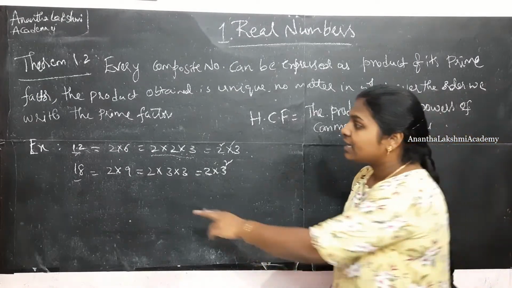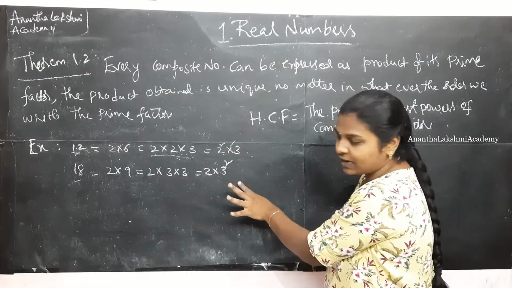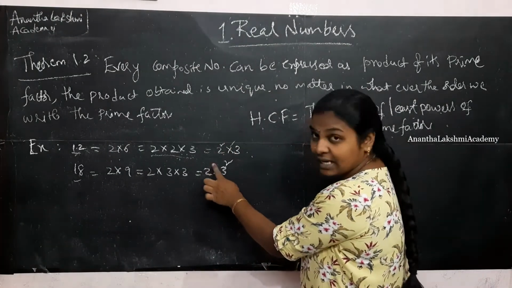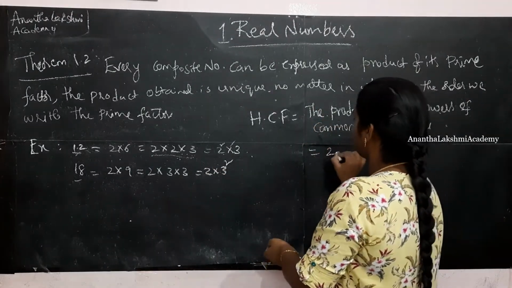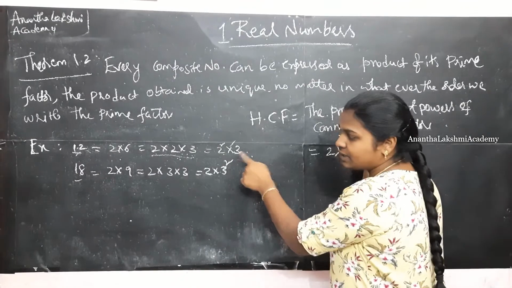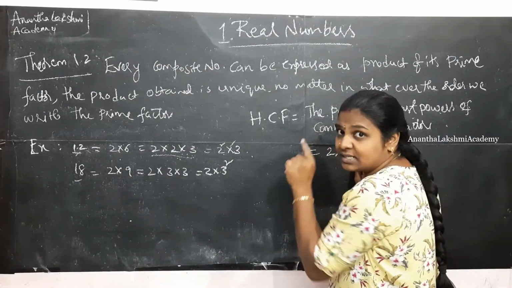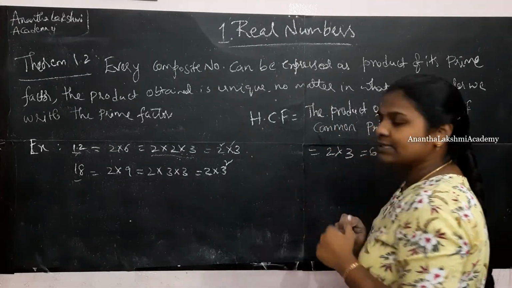Now what is the HCF of 12 and 18? We have 2 and 3 as the common factors. But what is the least power of 2? Here we have 2 square and here we have 2 power 1 itself. So 2 power 1 is 2. And how about 3? Here we have 3 power 1, and 3 square is here. But we need to consider the least power for HCF. So 2 into 3 is equal to 6.